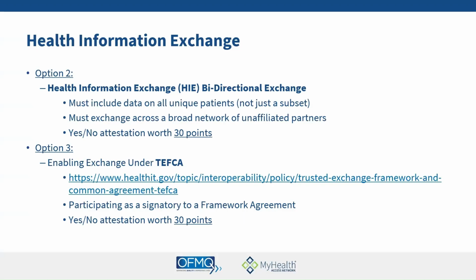So health information exchange, bidirectional exchange, the things that are important to know about this is you have to be connected to a HIE or health information network that exchanges data for all of your unique patients. So you can't just be exchanging data with this HIE on just a subset of patients. All of your transitions of care need to go through this. I will give the one disclaimer that the mental and behavioral health data is excluded in a lot of these.